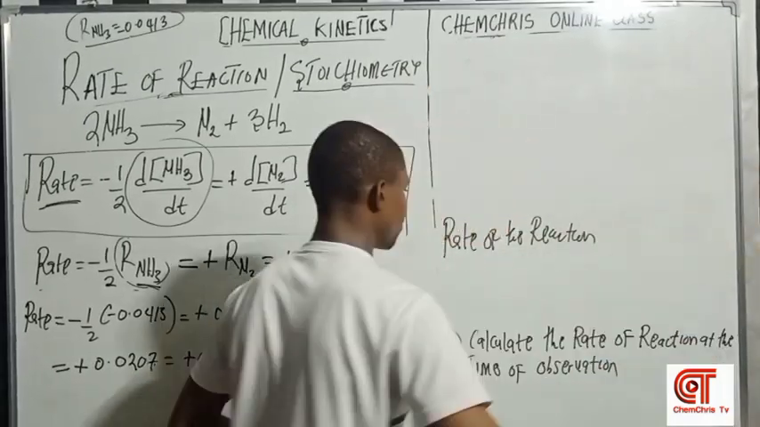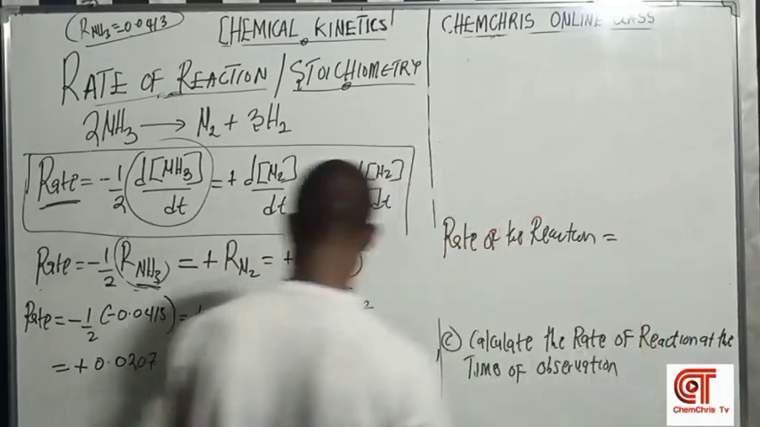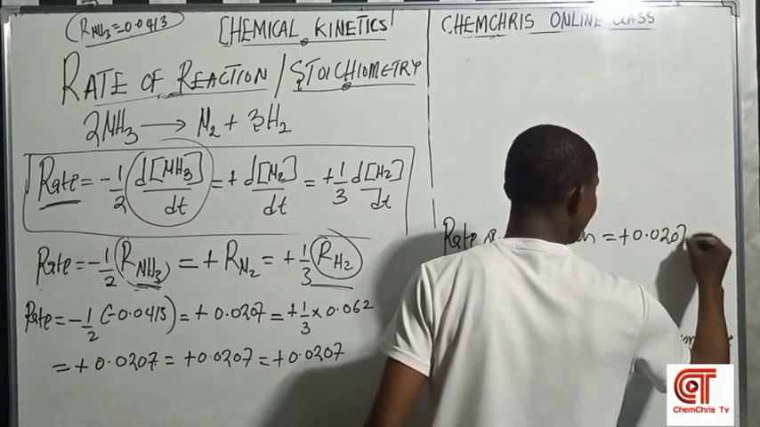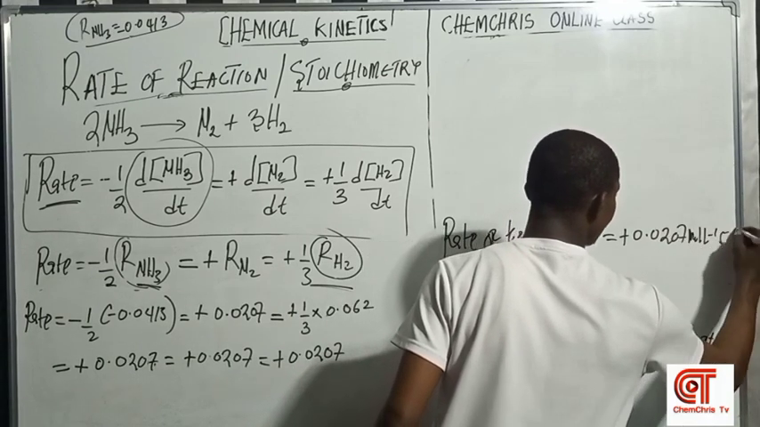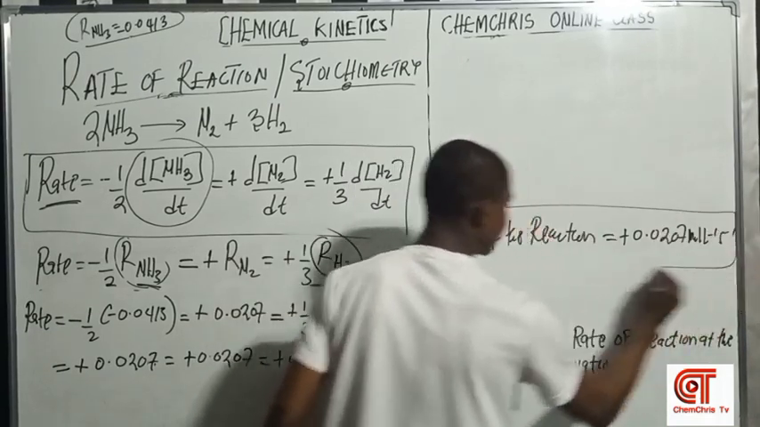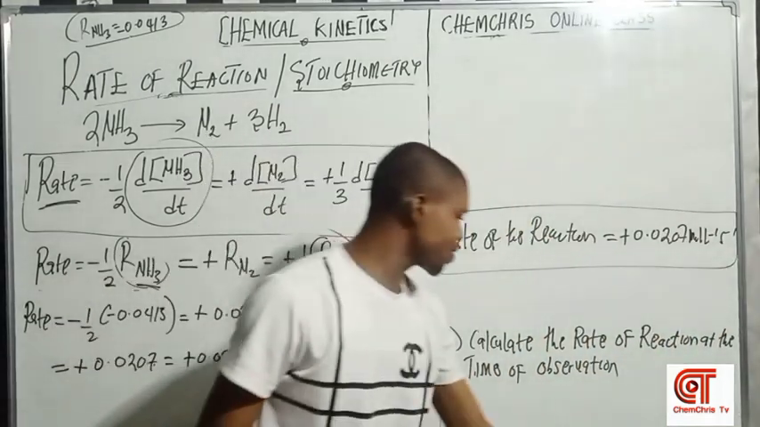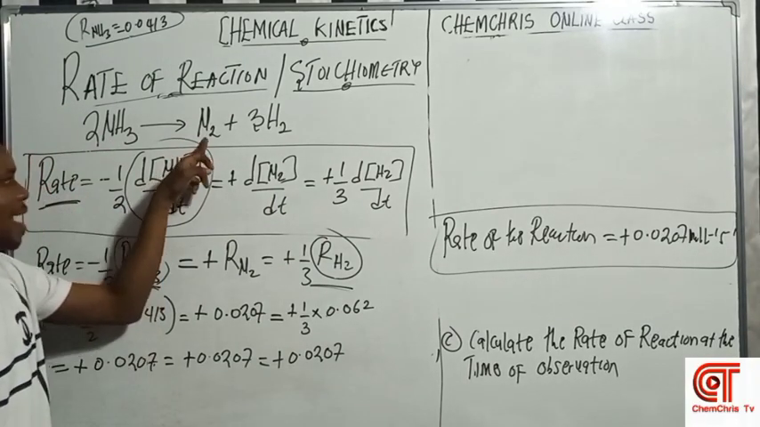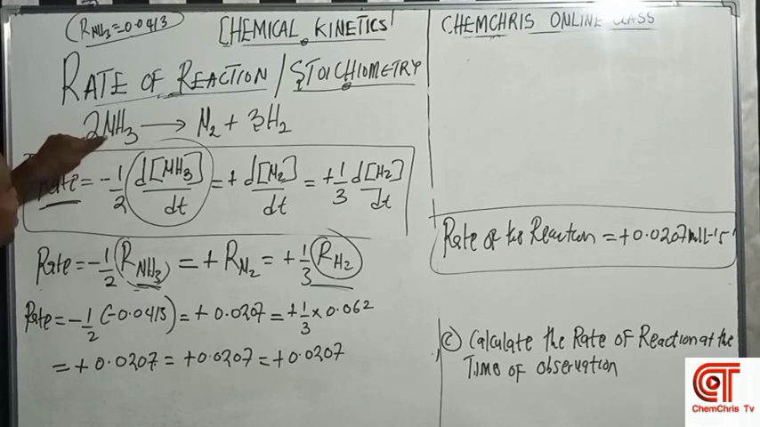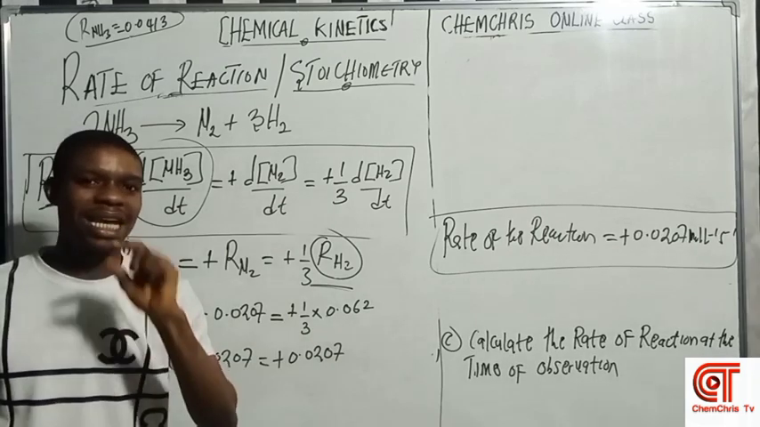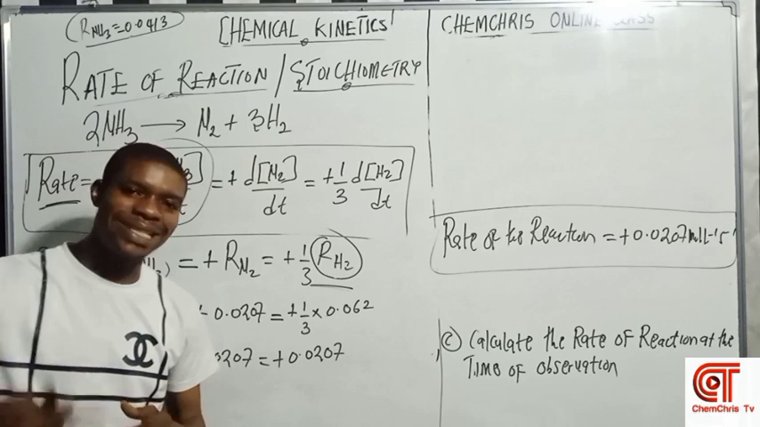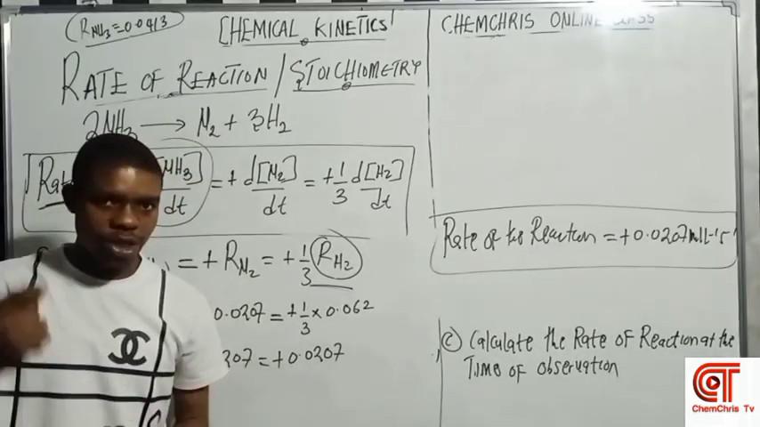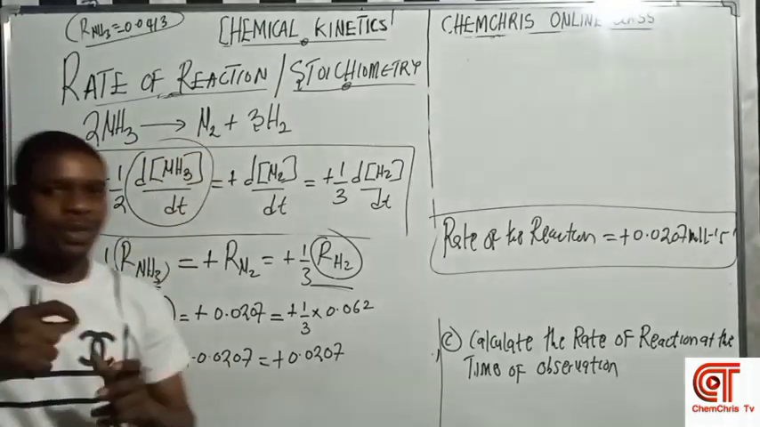The rate of the reaction is equal to plus 0.0207 mole per liter per second. It's very important here. So you can see that with this question, we are calculating the rate of NH3, and we are calculating the rate of N2. Now, if you find that the sign of ammonia is negative, the main reason why it's negative is because it's always decreasing. When you calculate this one here, the sign is positive, and the main reason why it's positive is because it's always increasing.